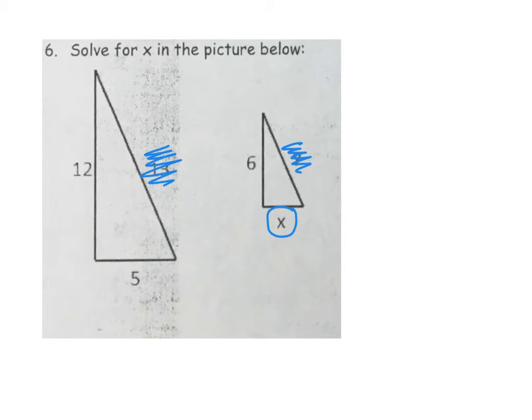So now we can set this up as a proportion. Like my line there, we can just write it 12 over 5 equals 6 over X, and then just solve for X. You can set this up many different ways, okay? And you would get the other right answer if you set it up differently, but that's one way to set it up.